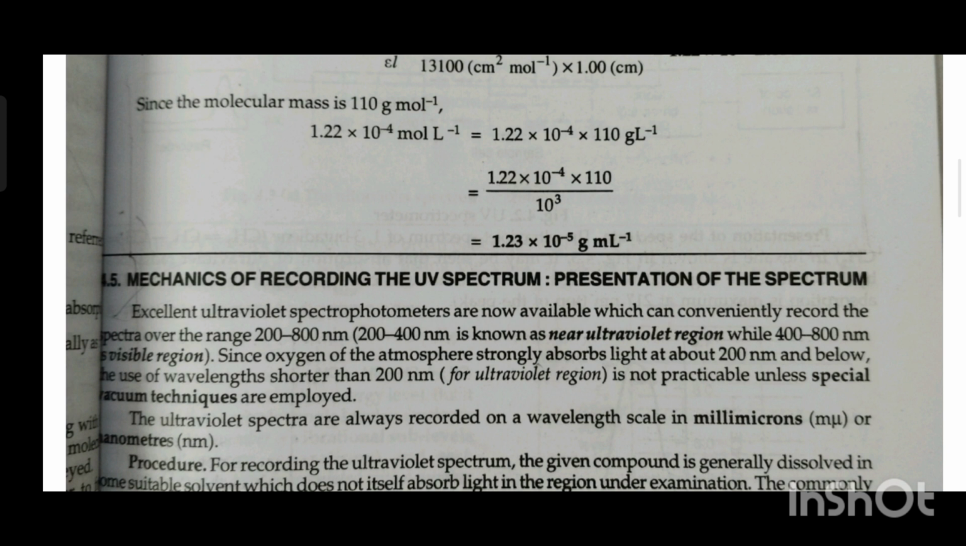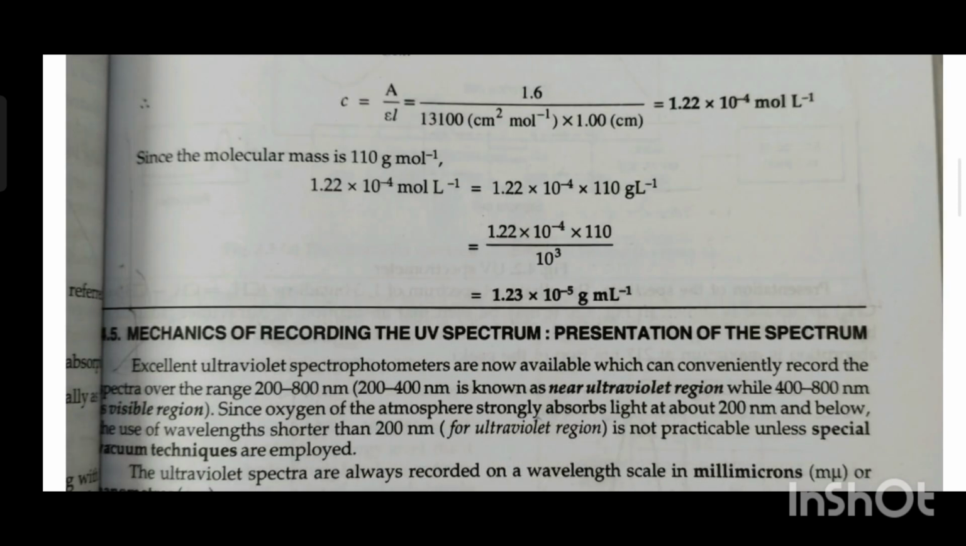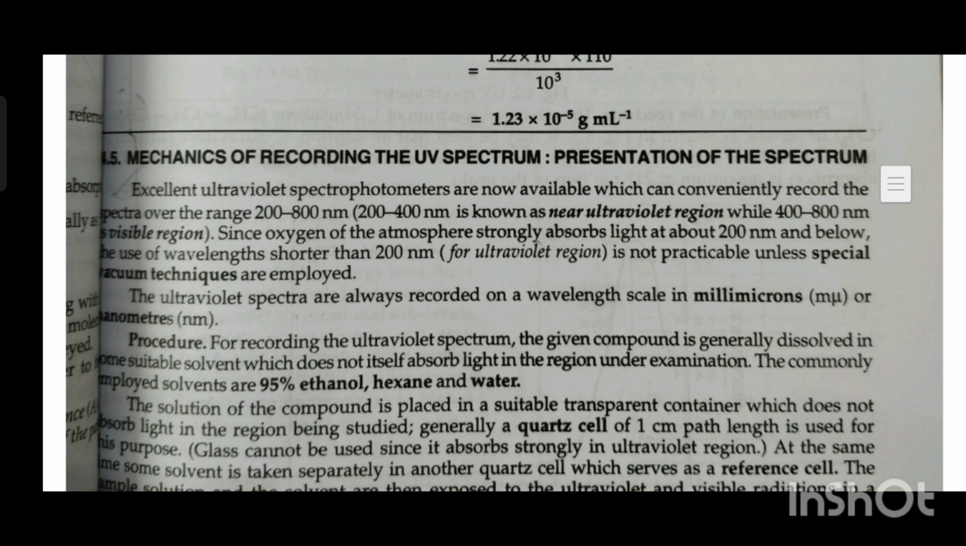Mechanics of recording the UV spectrum. Presentation of a spectrum. Excellent UV spectrophotometers are now available, which conveniently record spectra over the range of 200 to 800 nanometers. Since oxygen of the atmosphere strongly absorbs light at about 200 nanometers and below, the use of wavelengths shorter than 200 nanometers is not practicable unless special vacuum techniques are employed. The ultraviolet spectra are always recorded on a wavelength scale in millimicron or nanometer.